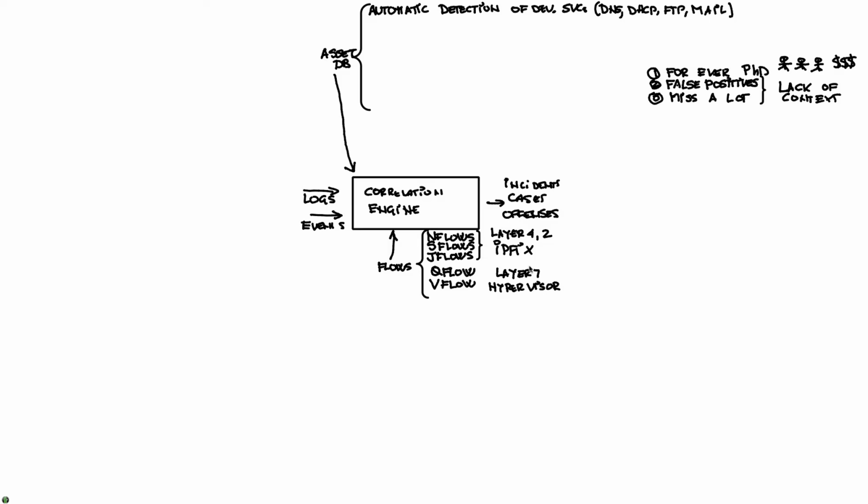And what that allows us to do is provide some of that context that is otherwise missing, besides the flows. Because, for example, if we see a workstation that is sending a ton of mail, well, that might mean that workstation has been compromised and is being used as part of a spam campaign.